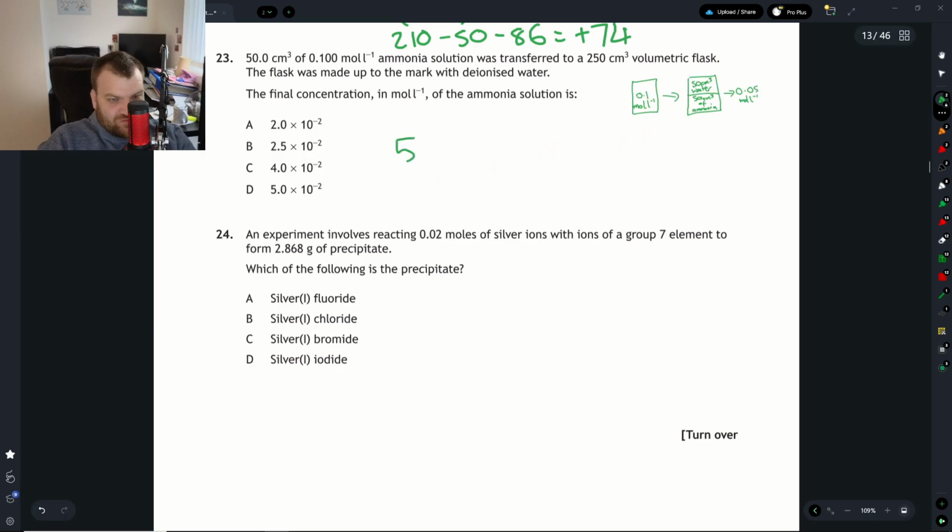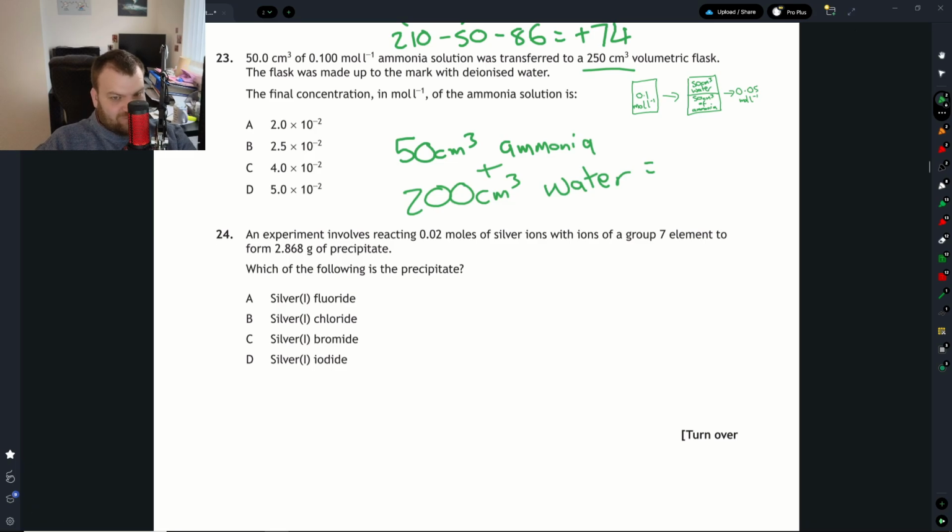Question states that we're using 50 centimetres cubed of ammonia, plus if we're filling up a 250 centimetre cubed flask with water, that means there has to be 200 centimetres cubed of water for that. That is, we have 1 part ammonia in 5 parts total, resulting in us having a fifth of the concentration, because there's 50 out of the 250 is the ammonia.